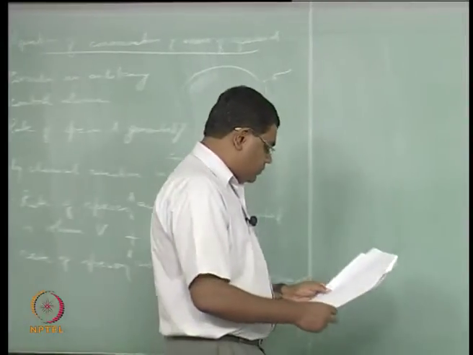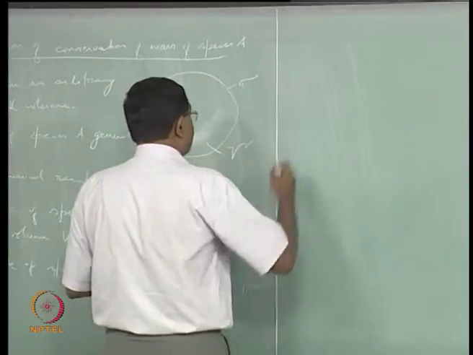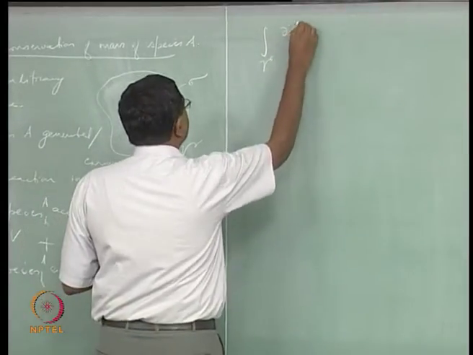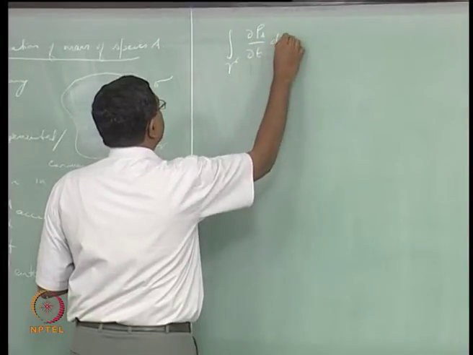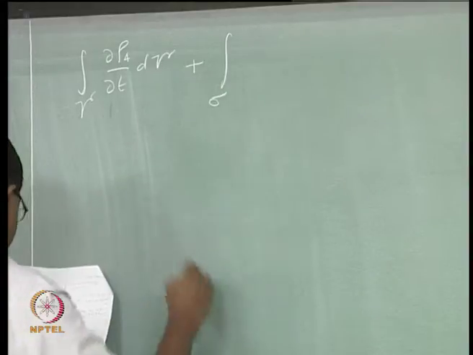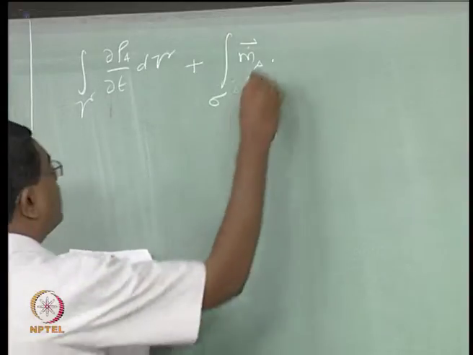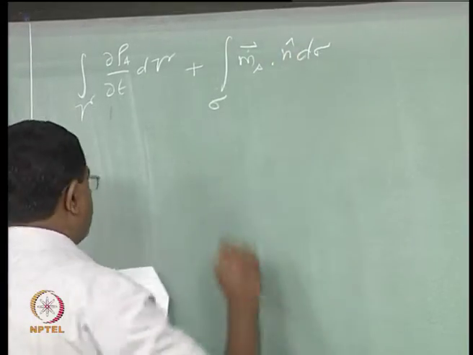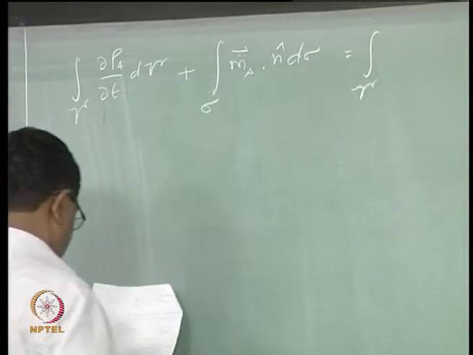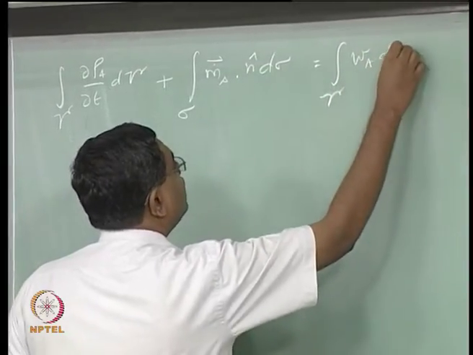So this can now be written as the integral over the volume of ∂ρA/∂t dV plus the integral over the surface of ṁA vector dot n hat dσ equal to the integral over the volume of WA dV.